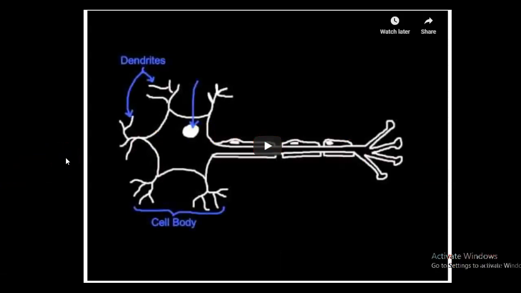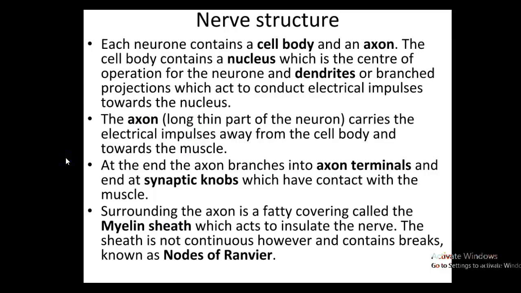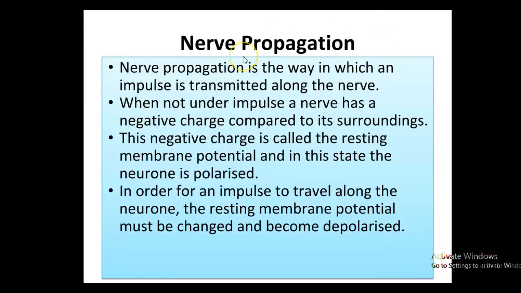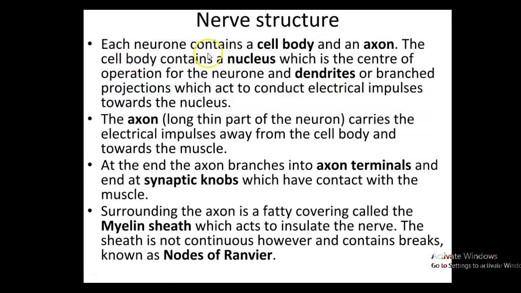Okay, so again, you can look on the PowerPoint and find that video to play it a bit slower, okay? So this is just some text to say what we've already said. The neuron contains a cell body and an axon. The cell body contains a nucleus, which is the center of the operation for the neuron and dendrites. And the axon is the long, thin part of the neuron. It carries the electrical impulses.